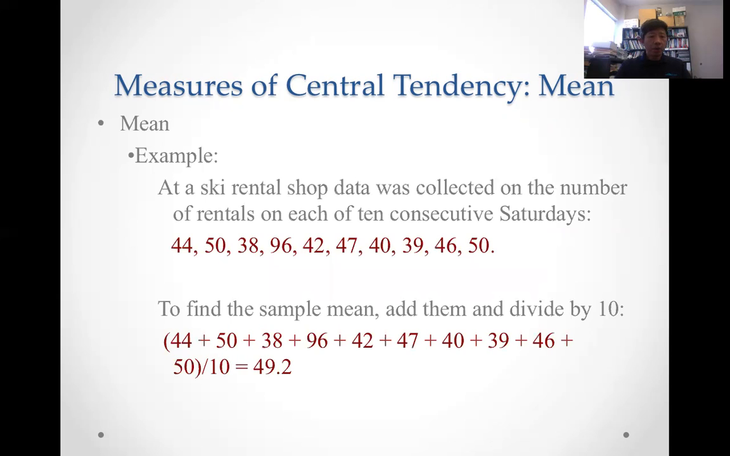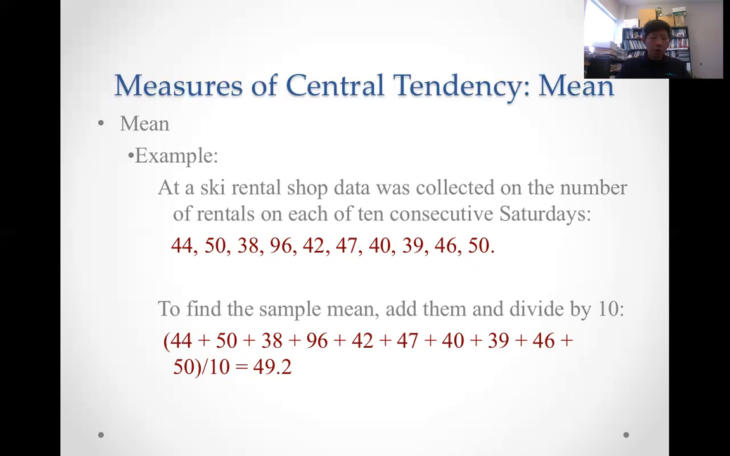here's an example. At a ski rental shop, data was collected on the number of rentals on each of 10 consecutive Saturdays. So here we have the data, all right? How do we find the mean? We add up the total of the numbers, and then what's next? We divide by how many? 1, 2, 3, 4, 5, 6, 7, 8, 9, 10. So that's why we divide by 10, right? So what's the mean? The mean is 49.2, okay?